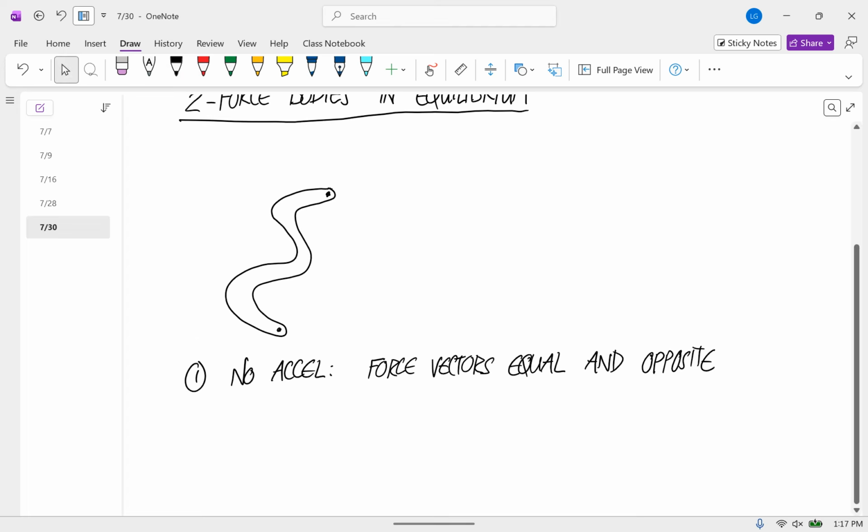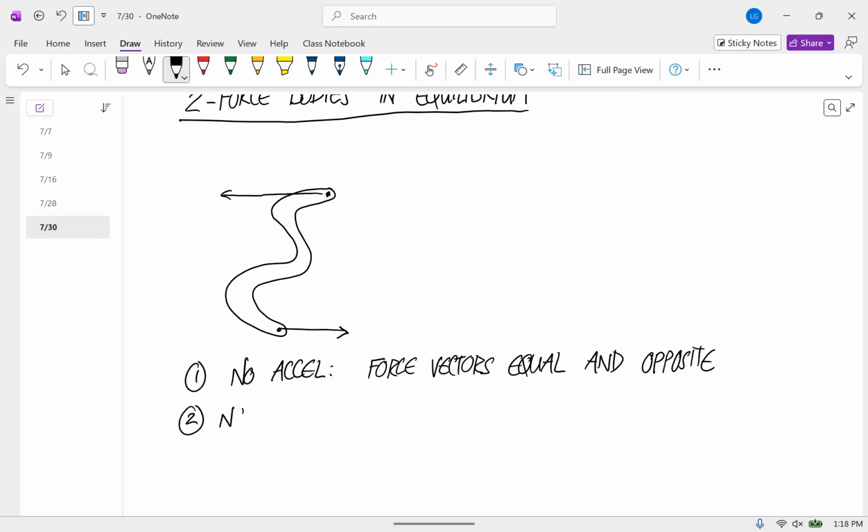Okay, so now let's consider the possibility that they're equal and opposite, but going in some random pair of directions. So there's one force. The other one has to be equal and opposite. Try to get it looking parallel. Okay, so those are the same magnitude, opposite directions. But notice that this produces a couple, and that would make this thing rotate.